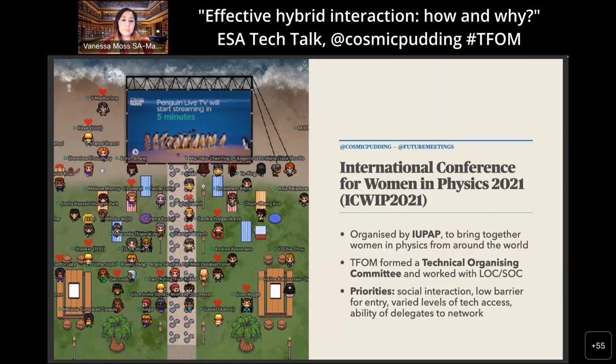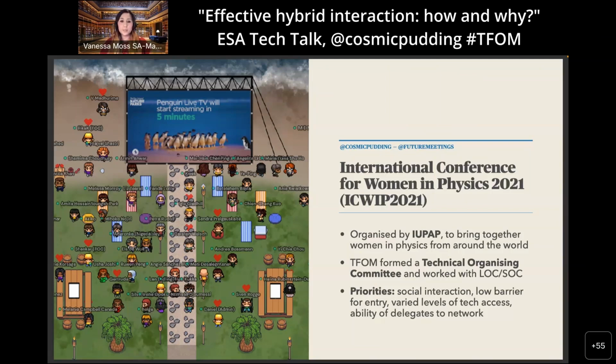So to give a couple of examples of things we've done and how we approached it, we were asked for advice on the International Conference for Women in Physics, and in the end we helped them form a technical organizing committee which involved three of us from TFOM leading it, and then we recruited several students who we trained in how to approach the online side of things. And we worked with the organizers there to figure out what was a good solution that would work well for them. This was a really interesting conference because it has delegations, so there's specific representatives from each country.